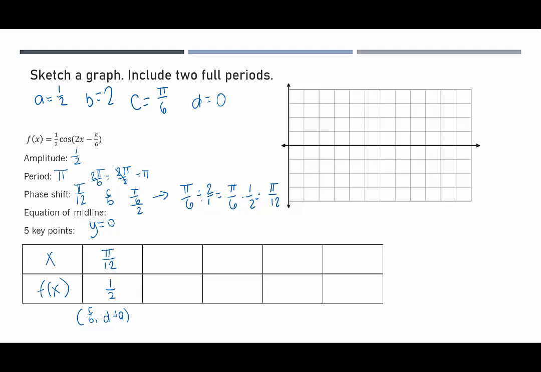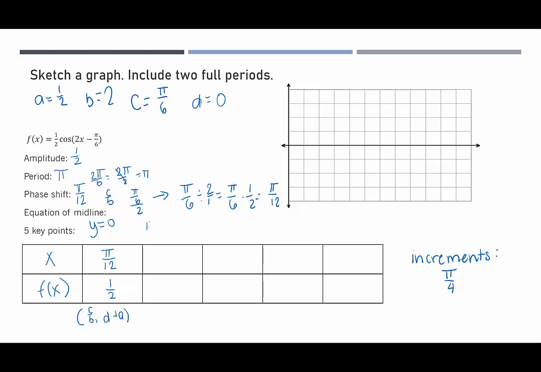Now let's figure out the increments that we want to use. And things are going to get really fractiony here, so brace yourself. Remember how we figure out increments? We take the period and we divide it by 4. So the period was pi. Okay, so the increments aren't bad. They're pi over 4. But to figure out the second x-coordinate, we need to add pi over 4 to the first one, which was pi over 12.